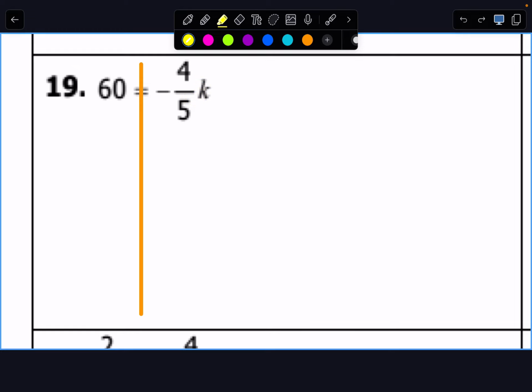-4/5 is tied to K by multiplication. So we need to undo our multiplication by dividing. But since we have a fraction, we're gonna have to use its reciprocal. Okay.